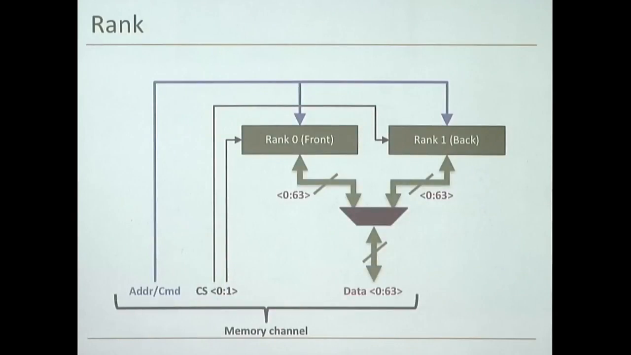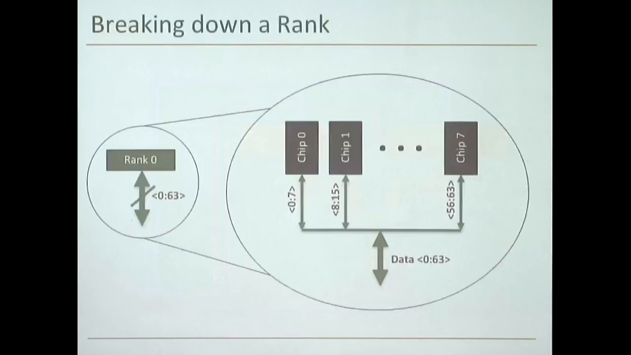If you look at the rank, these are 2 different ranks. Basically, you can access only one rank at a given time. Even though they share the data bus, as you can see over here, right? They share the address and command buses also. So only one rank can be active at a given time. When you break it down, you see the chips that we've discussed. Basically, multiple chips respond to the same command and same address with different pieces of the data, such that you can get 64 bits in an access.